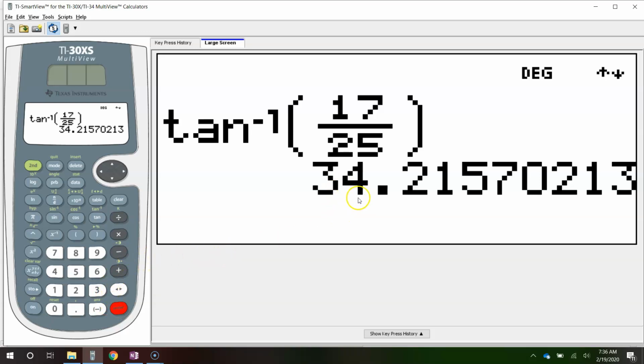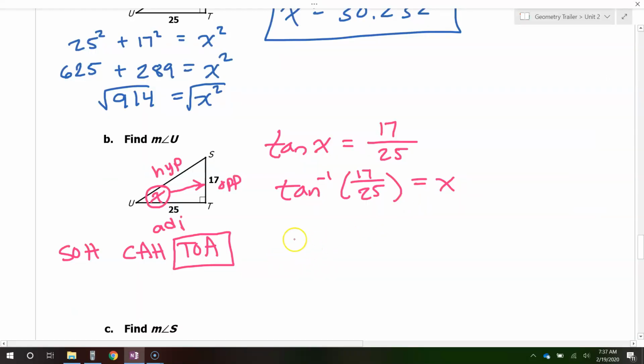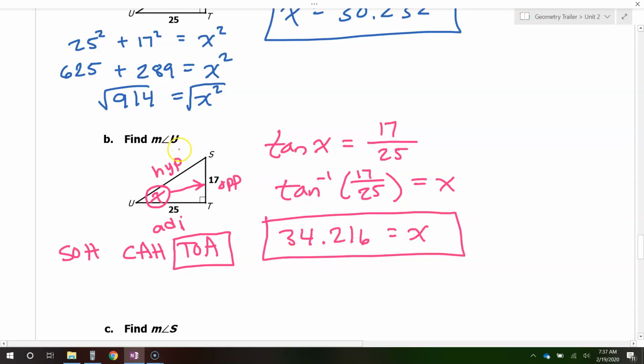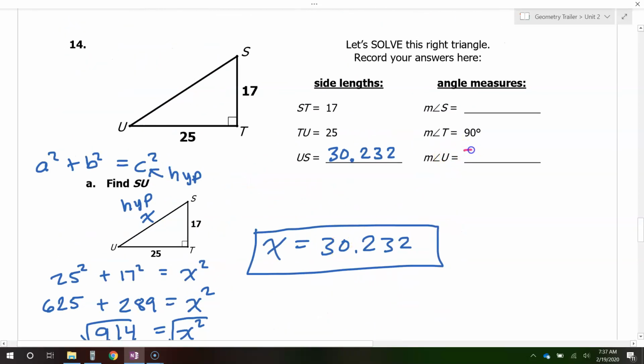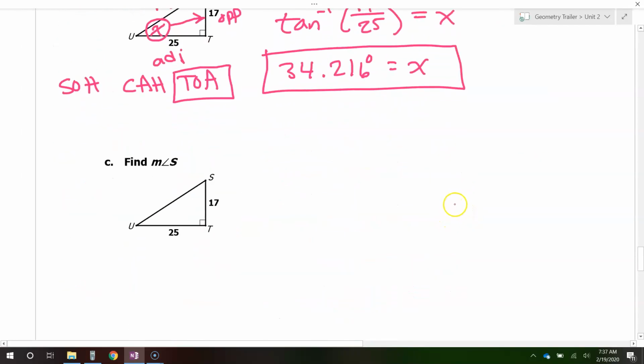Okay, so 34.216. Got to round up, 34.216. All right, so that is angle U. All right, so this is degrees. All right, what is next?